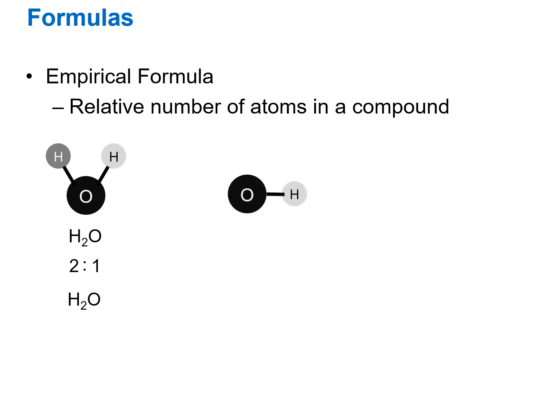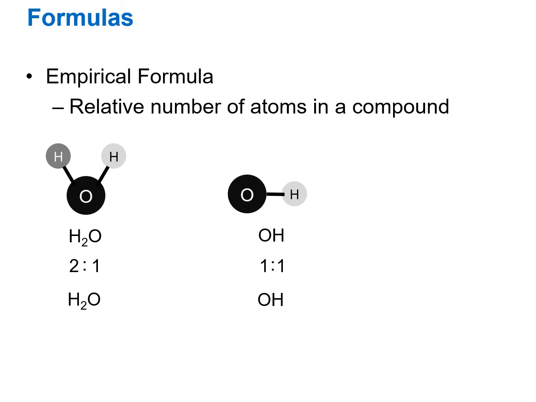What about this guy right here? This is the hydroxide. Technically it's an ion, but I'm not displaying it that way. So what do we see here? Well, we can write it OH, that works. And we can see that we have a 1-to-1 sort of ratio going on, which means that we could write this simply as OH.